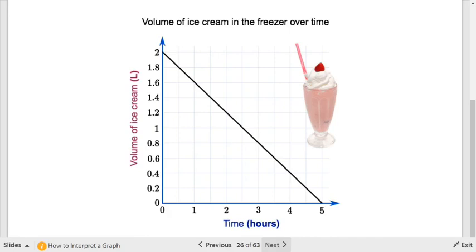And how long did it take until we had no ice cream at all left? 5 hours. Wait, over 5 hours? Doesn't it usually take like a week? I'm going to eat 2 liters of ice cream in 5 hours. Yeah, would you be allowed?